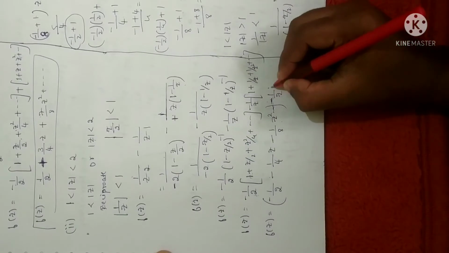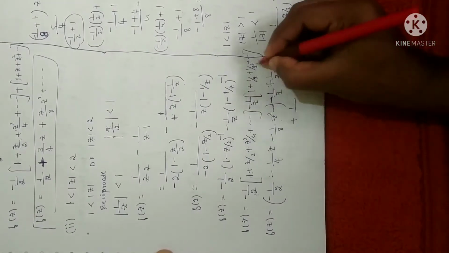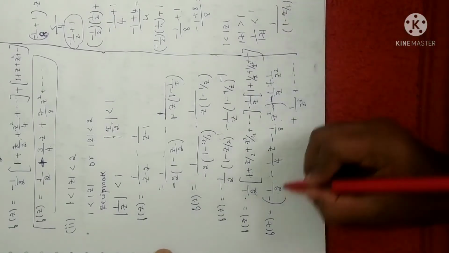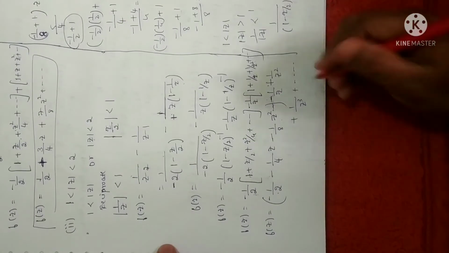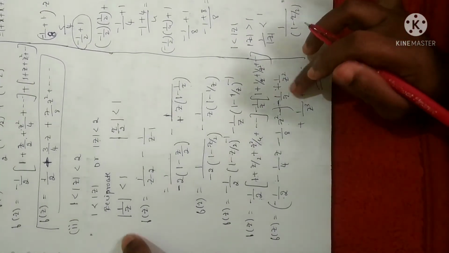So 1 by z plus 1 by z into z square plus 1 divided by z into z square is z cube plus so on. So this is the required expansion. Again, no need to simplify, you just keep it as it is. So further simplification may not be required. So this is the solution for the second problem.